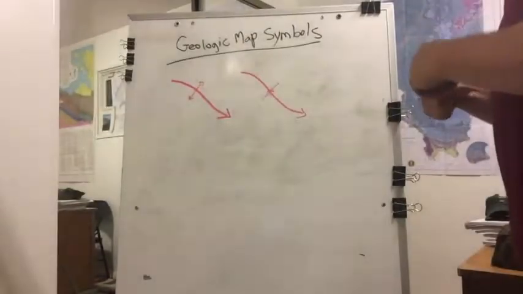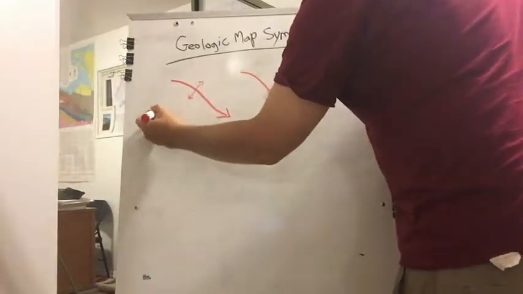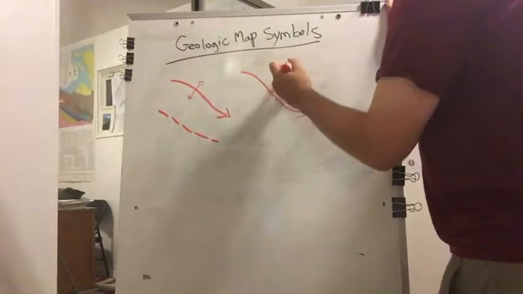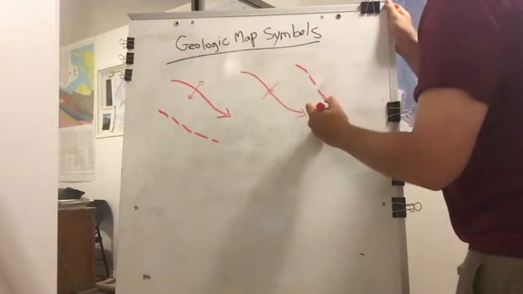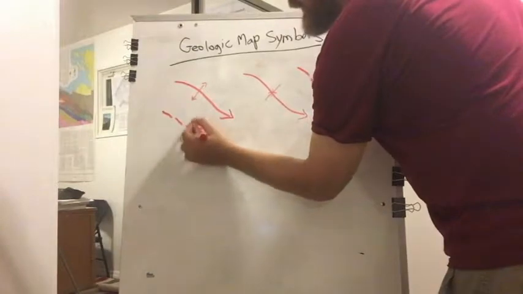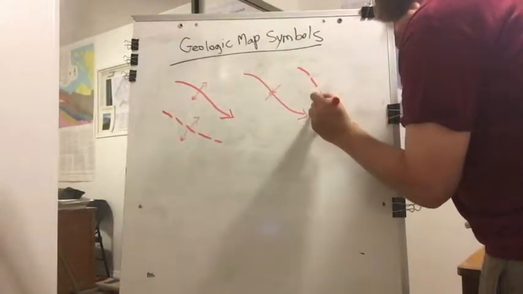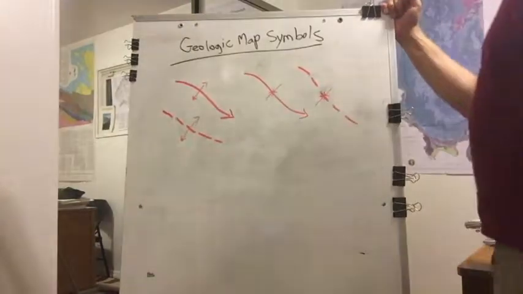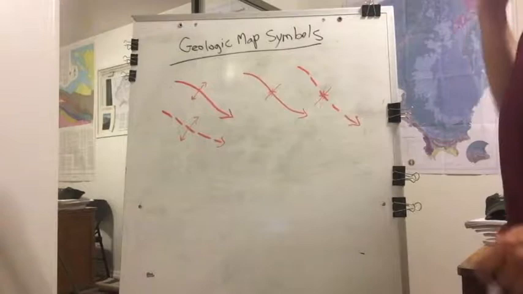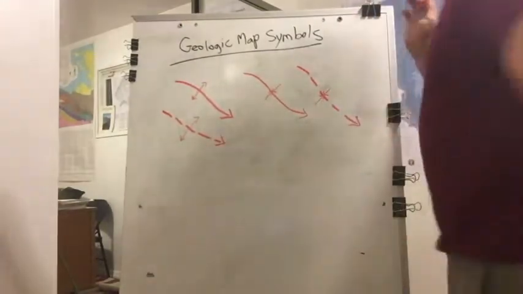And like with contacts, unsure axes or covered axes for anticlines and synclines will be dashed, but they will still have the arrows on them undashed. Wrong way. Like that. And if they plunge, then they'll still have the arrow. Like that. Made that a little better. Like that.